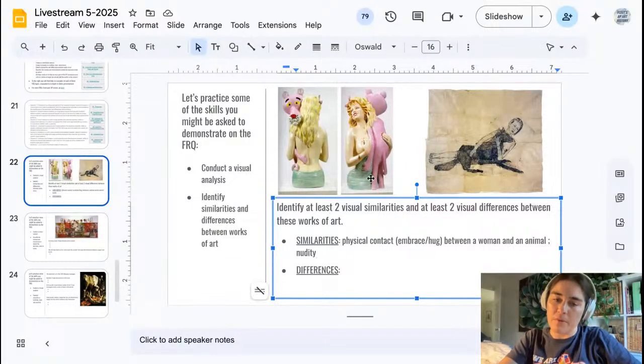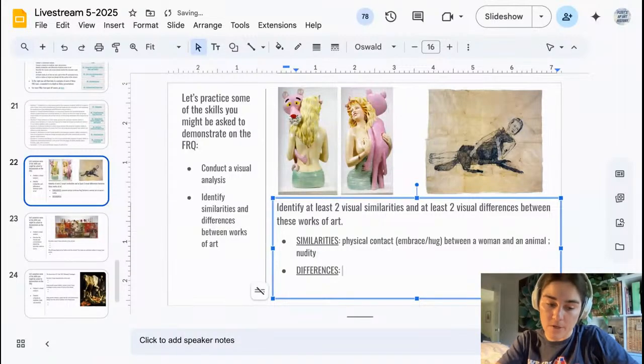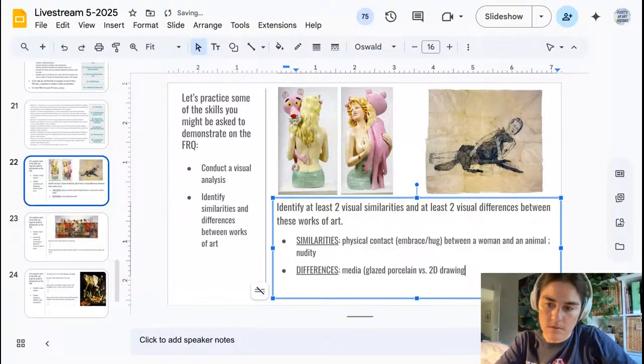Yeah, so these are typically the similarities that my students identify. This physical contact between a woman and an animal, and the fact that the female presenting characters are in the nude, right? So in terms of differences, medium or media was mentioned. So for example, Pink Panther is made out of porcelain. It's glazed. Whereas Kiki Smith's Lying with the Wolf is a drawing. Right?